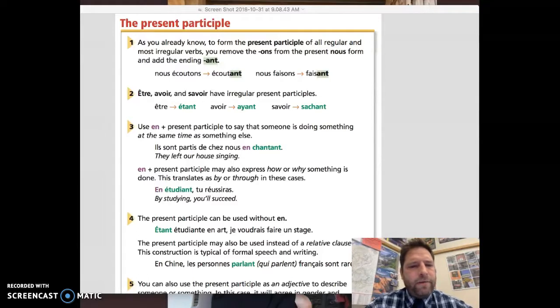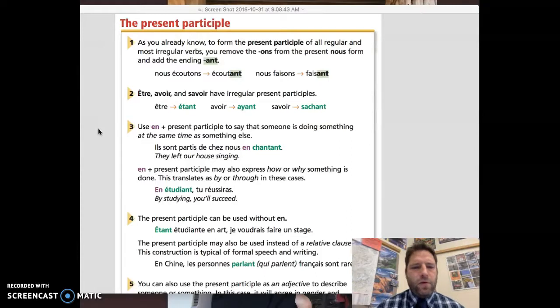A few irregulars to watch out for: être, avoir, and savoir. Être, similar to the imparfait, has the é accent aigu t for the beginning, so être becomes étant, avoir becomes ayant, and savoir becomes sachant. And these are forms we'll actually see again, the beginning part, the ay and the sach, when we do the subjonctif pretty soon. In addition to using those forms, we're going to add en to say that something is going on at the same time.